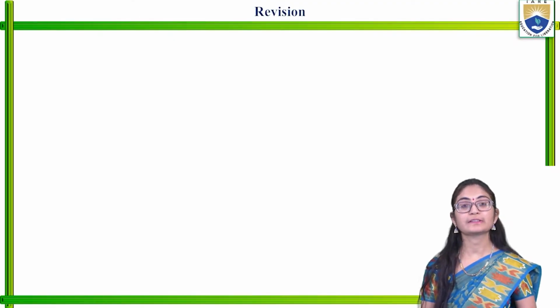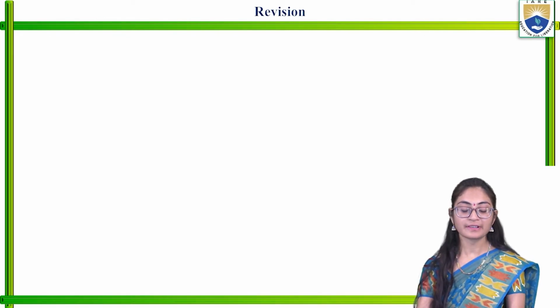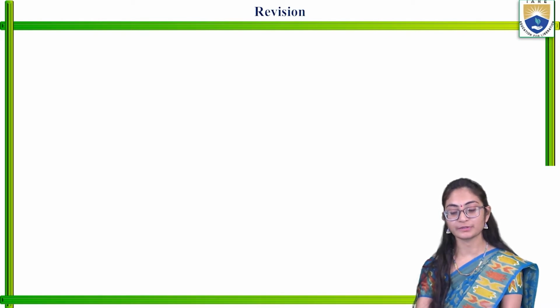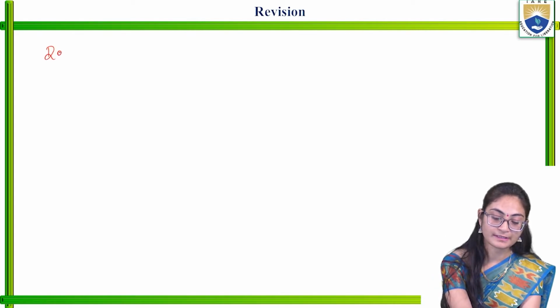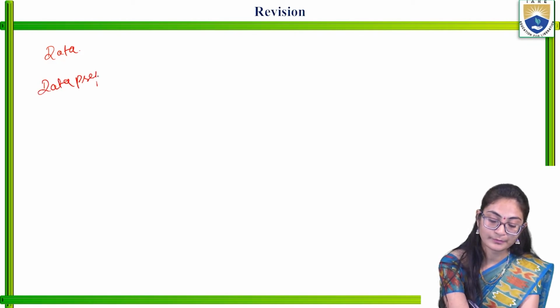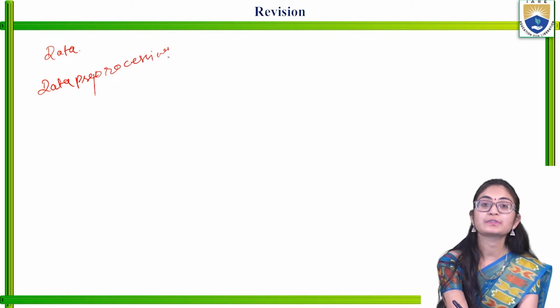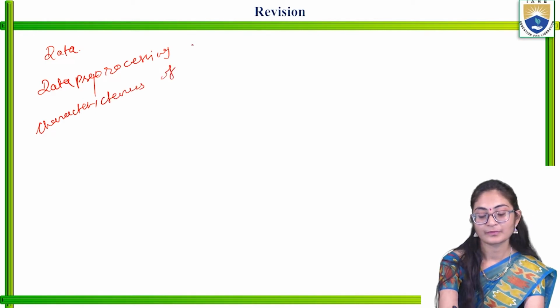In the previous session, we saw what data pre-processing is and some characteristics of quality of data. So now we will first revise, and after that we will move forward. In the last session, we saw what data is, data pre-processing, and then characteristics of quality data.